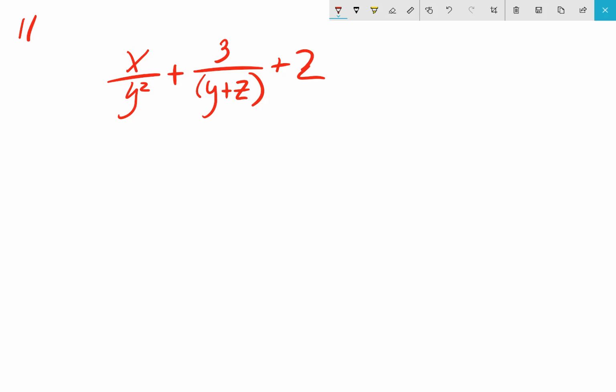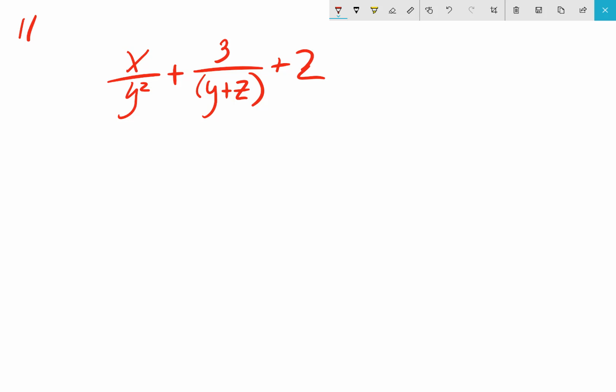All right, so you look at all the factors involved. The factors in the first denominator are just y and y. The second denominator just has one factor, y plus z. There are no other factors. Y and z are not factors because they are added together. So the only factor there is just y plus z. It's just the whole thing. And then 2, its denominator is 1.